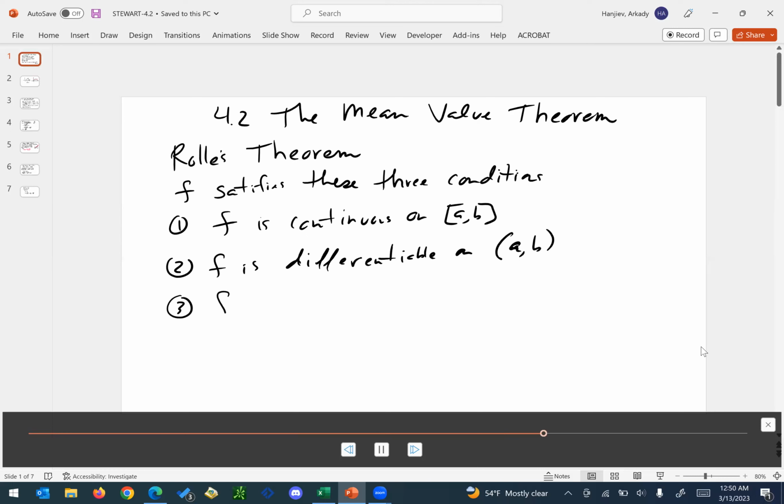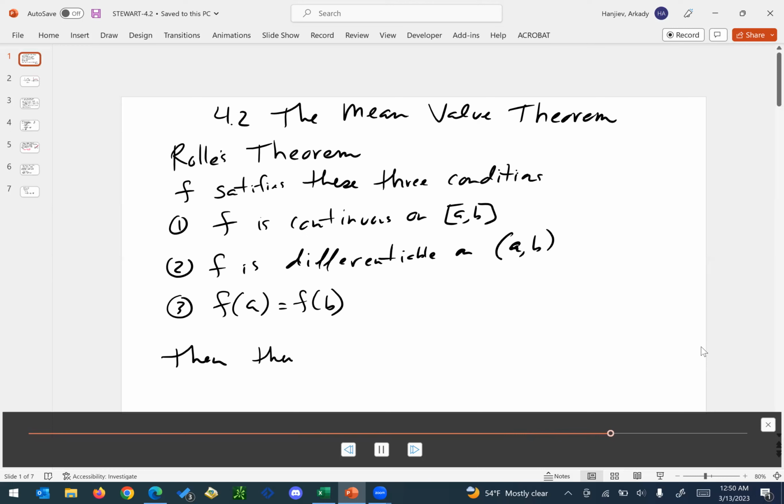And the third condition here is that f of a and f of b have the same exact y values. So they start at the same spot and end at the same spot, but it can go way differently in between.